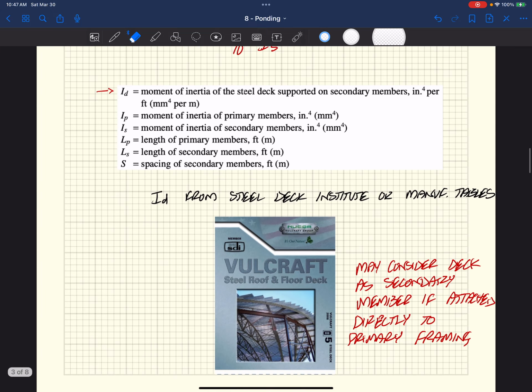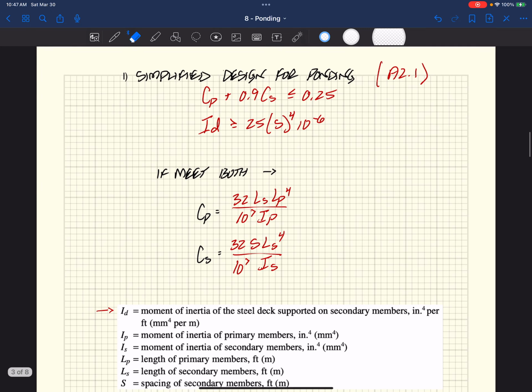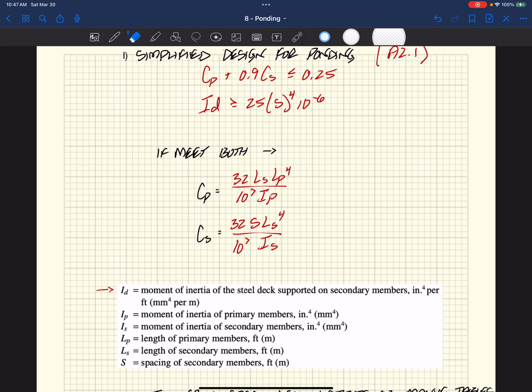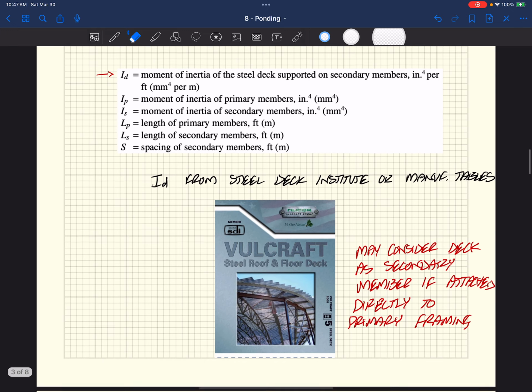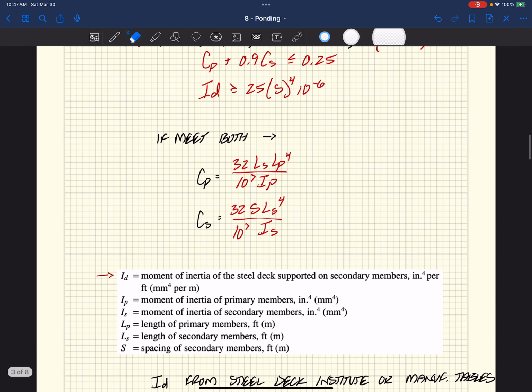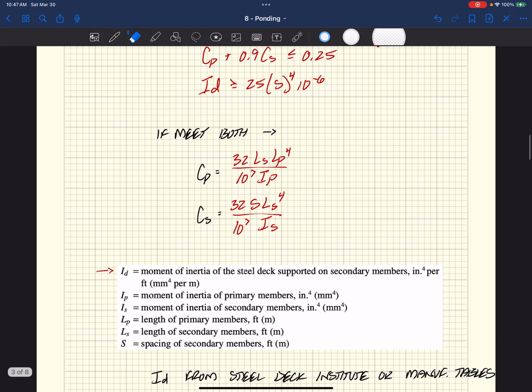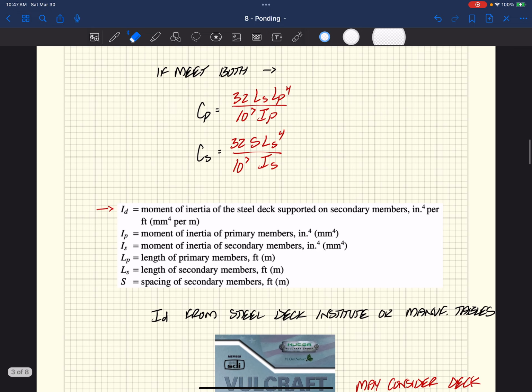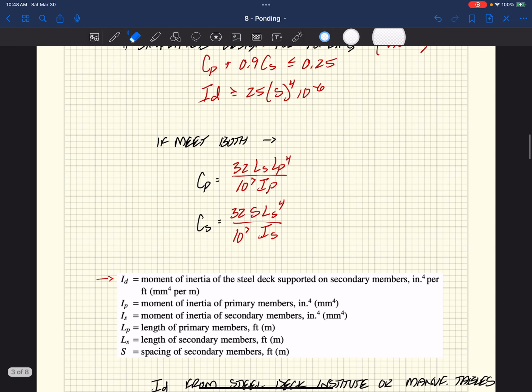And so we went through our 2 methods. We have a simplified and an improved. Simplified is very short and easy. It's very conservative, where you get this flexibility coefficient, CP or CS, for each of your members. So you have your primary members and secondary members, primary being your girders, secondary being your joists or beams that are framing into it. And the response, or this flexibility, is based on the length and the moment of inertia. As you can imagine, that makes sense that that would contribute to the overall displacement, is length over moment of inertia.